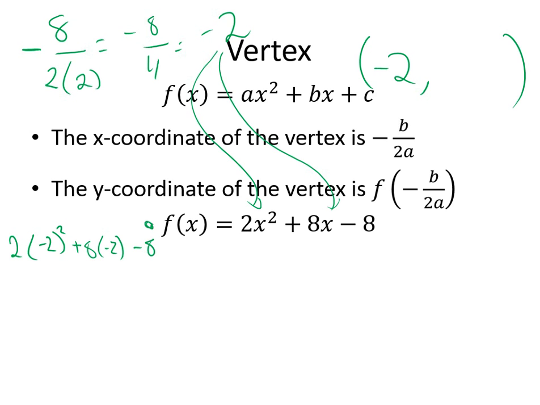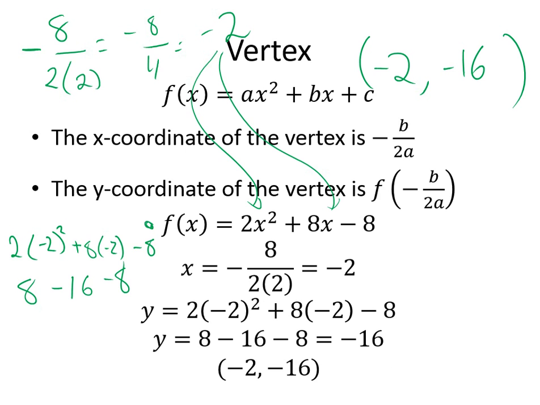Negative 2 squared is 4, times 2 is 8, minus 16. 8 times negative 2 minus 8 gets us a negative 16, which means our turning point is going to be at negative 2, negative 16. But that's how you're going to find the vertex: you find negative b over 2a, find what that number is, that's your x. Take the x value, plug it back into the equation, and that tells you your y value. Okay?